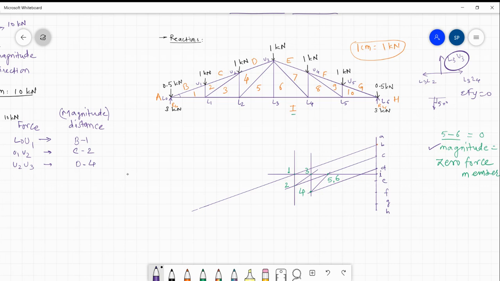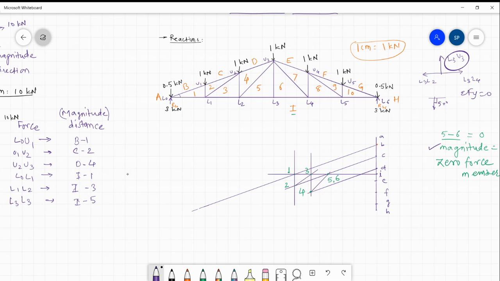Now next L0 L1. For that L0 L1, Bose notations are 1 and I. So you have to measure distance between I and 1. Then next L1 L2. So for that, sorry, I and 3. So you have to measure distance between I and 3. Next L2 L3. So here you have to measure distance between I and 5. So this is how you are getting the member forces.